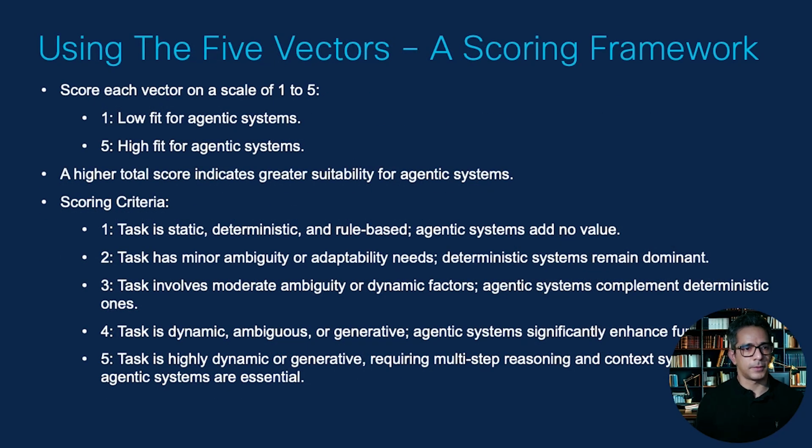All right, so now we have all of the theory. How do we make it actionable? And in classic PM fashion, we will create a framework, a scoring framework, which will score each vector we've discussed on a scale of 1 to 5, given a problem or a task. 1 is a low fit, and 5 is a high fit for agentic systems.